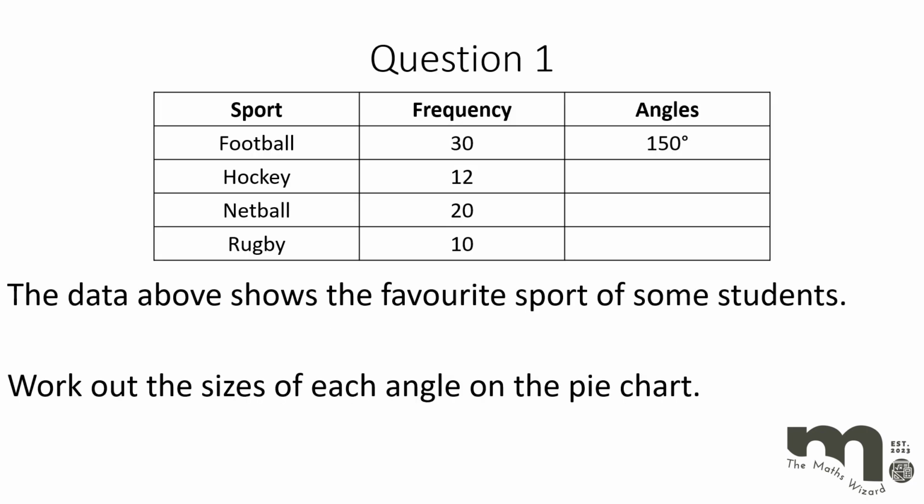So here's the first question we're going to look at. We've already got one angle that's given to us here, and the data in this table is showing us the favourite sports of some students. So I'd like you to work out the sizes of each angle on the pie chart.